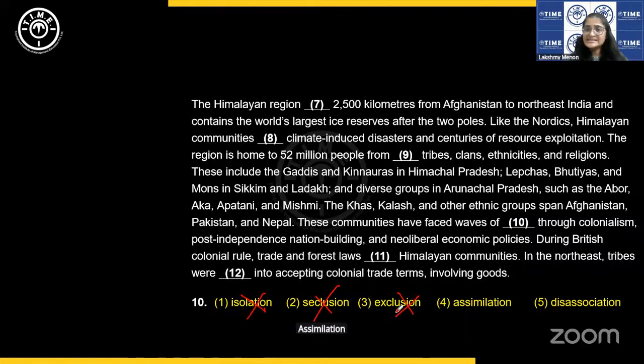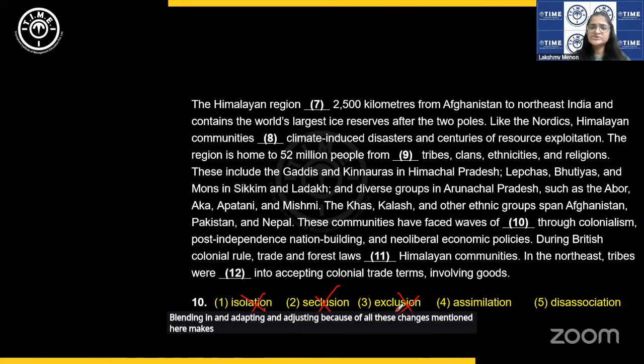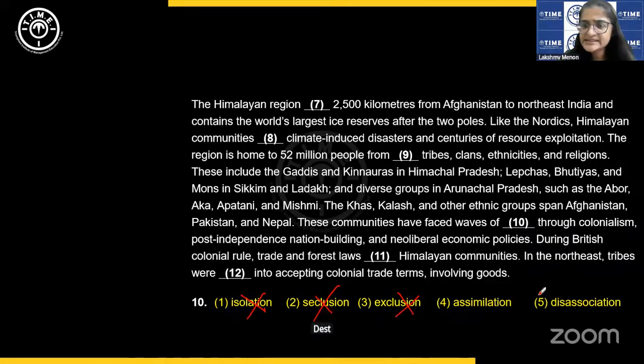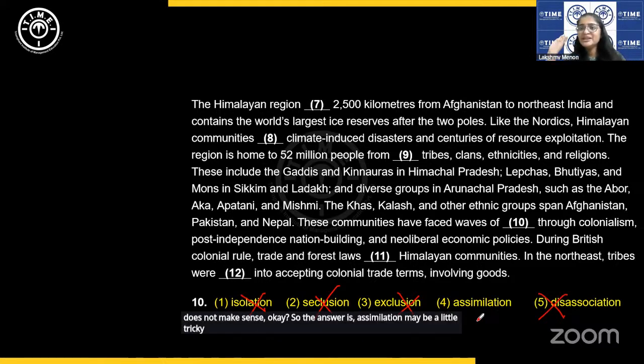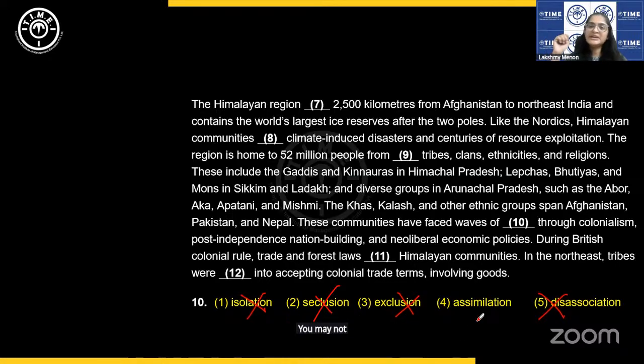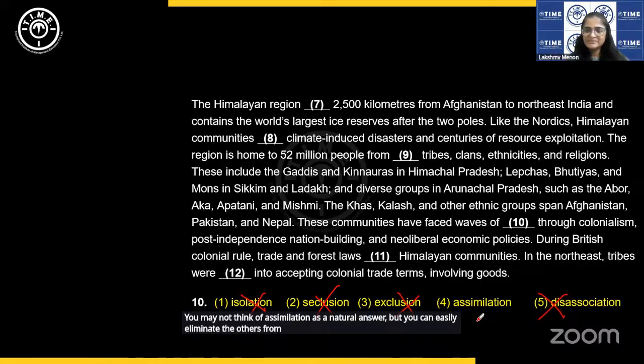Assimilation. What is assimilation? Assimilation is absorption, coming together or blending in. So these groups have had several waves of blending in and adapting and adjusting because of all these changes mentioned here. That makes sense. Disassociation is again detachment, cutting off, does not make sense. Okay, so the answer is assimilation. It may be a little tricky, but through elimination you can get it. You may not think of assimilation as a natural answer, but you can easily eliminate the others from the context, right? So this is the answer.